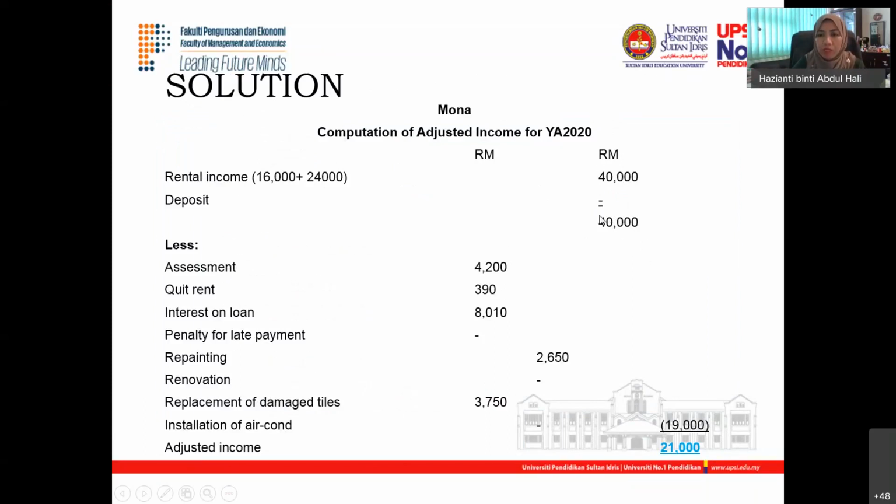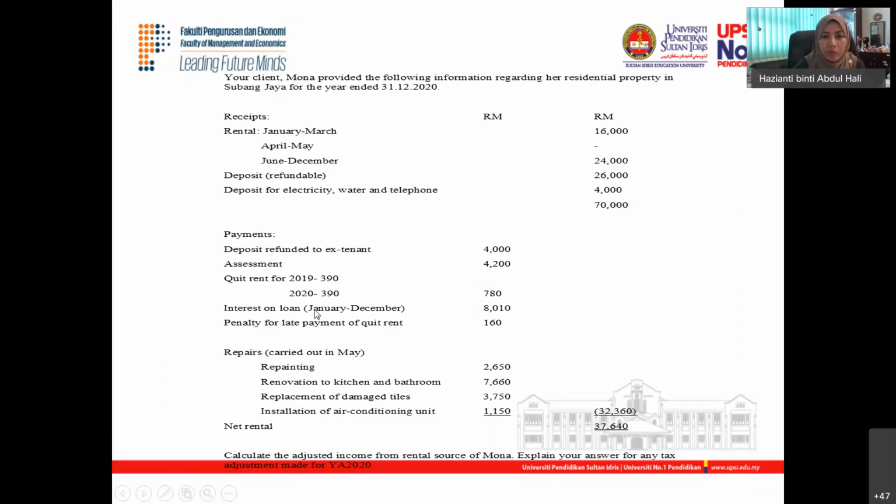So those of you who get 40,000 is correct. And then we have to minus the wholly and exclusively expenses. So assessment, yes, you can deduct assessment. Quit rent, alright. If you look at quit rent, there are two figures here: 390 for 2019 and 390 for 2020, which means Mona incurred 780 ringgit for quit rent.